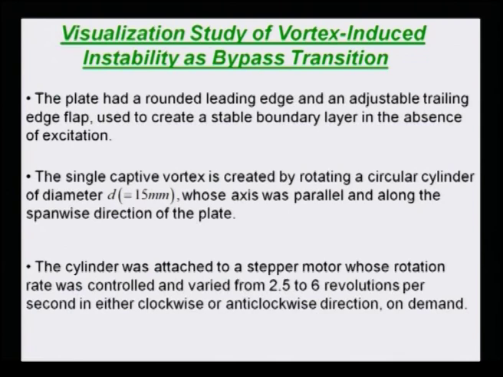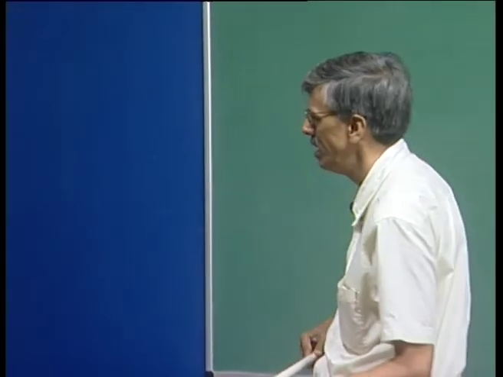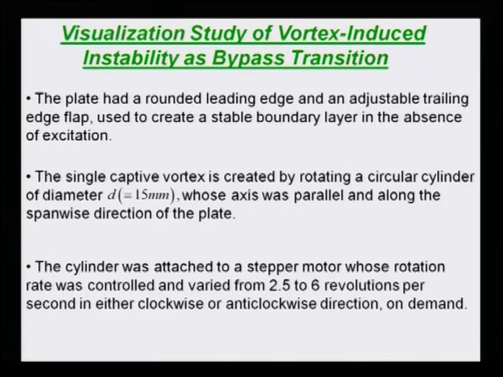The rotating cylinder has a diameter of about 15 mm, so that it hardly creates any obstruction to the flow. Its axis was perfectly parallel to the spanwise direction of the tunnel. The cylinder was attached to a stepper motor whose rotation rate was controlled between 2.5 to 6 rotations per second, and we could do it in either clockwise or anti-clockwise direction as we want. I told you that we want to change the sign of the vortex, and that's what we need to understand.